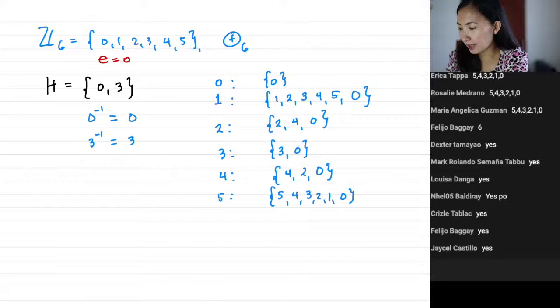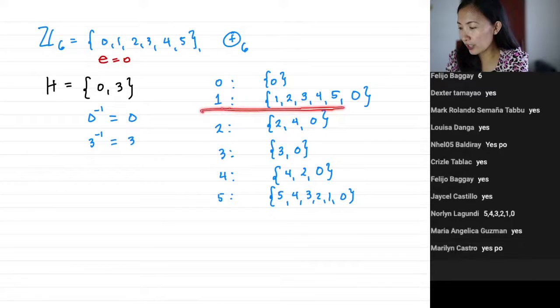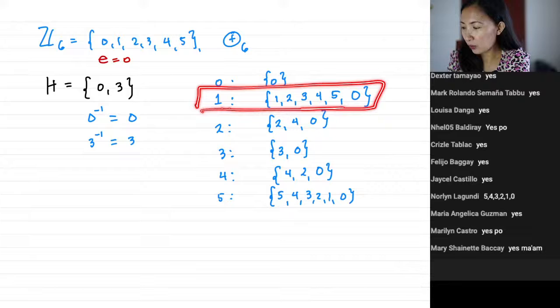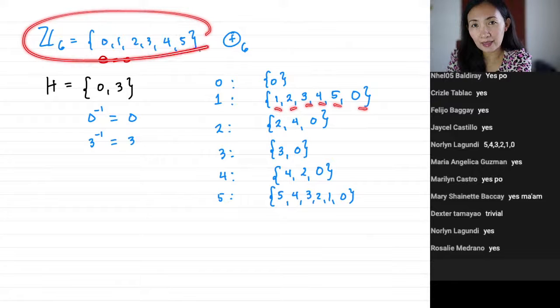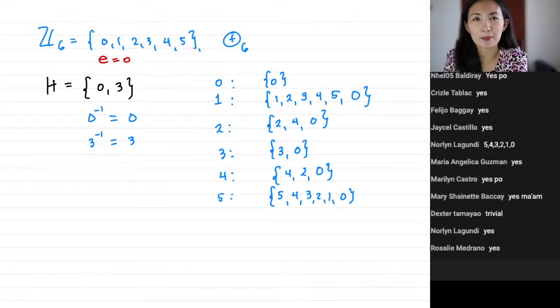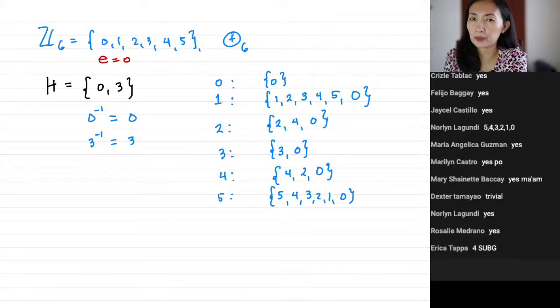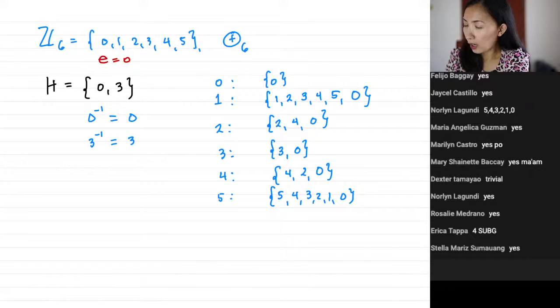How about the second? This is the original group, diba? In fact, the element 1 generated the original group, kasi lahat yan, 1, 2, 3, 4, 5, 0 are members of this set. Our original set. Trivial. So si first at second, ang tawag dyan ay trivial subgroups.